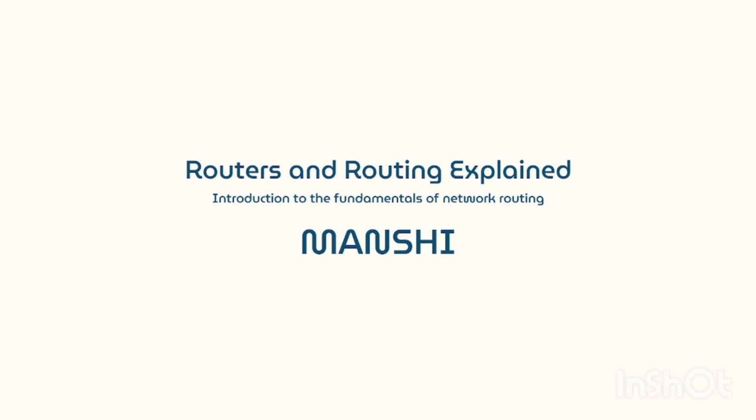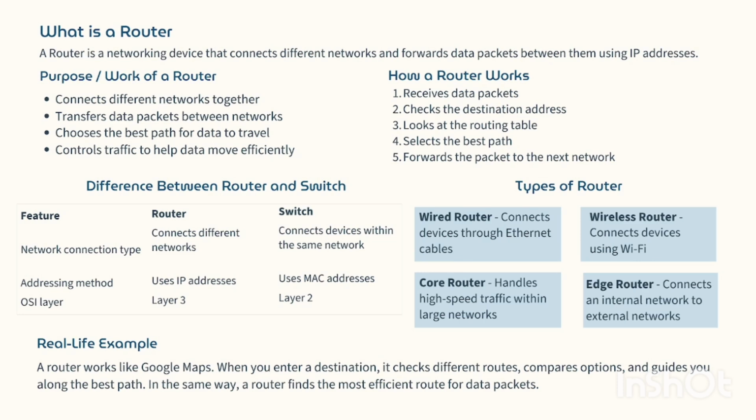Let's start with basics. What is a router? A router is a networking device that connects different networks and forwards data from one network to another. In simple terms, a router acts like a traffic manager of the internet. Purpose of router. The main purpose of a router is to receive data packets, check their destination using an IP address, and forward them through the best possible path. So basically, it ensures that the data reaches the correct destination efficiently.